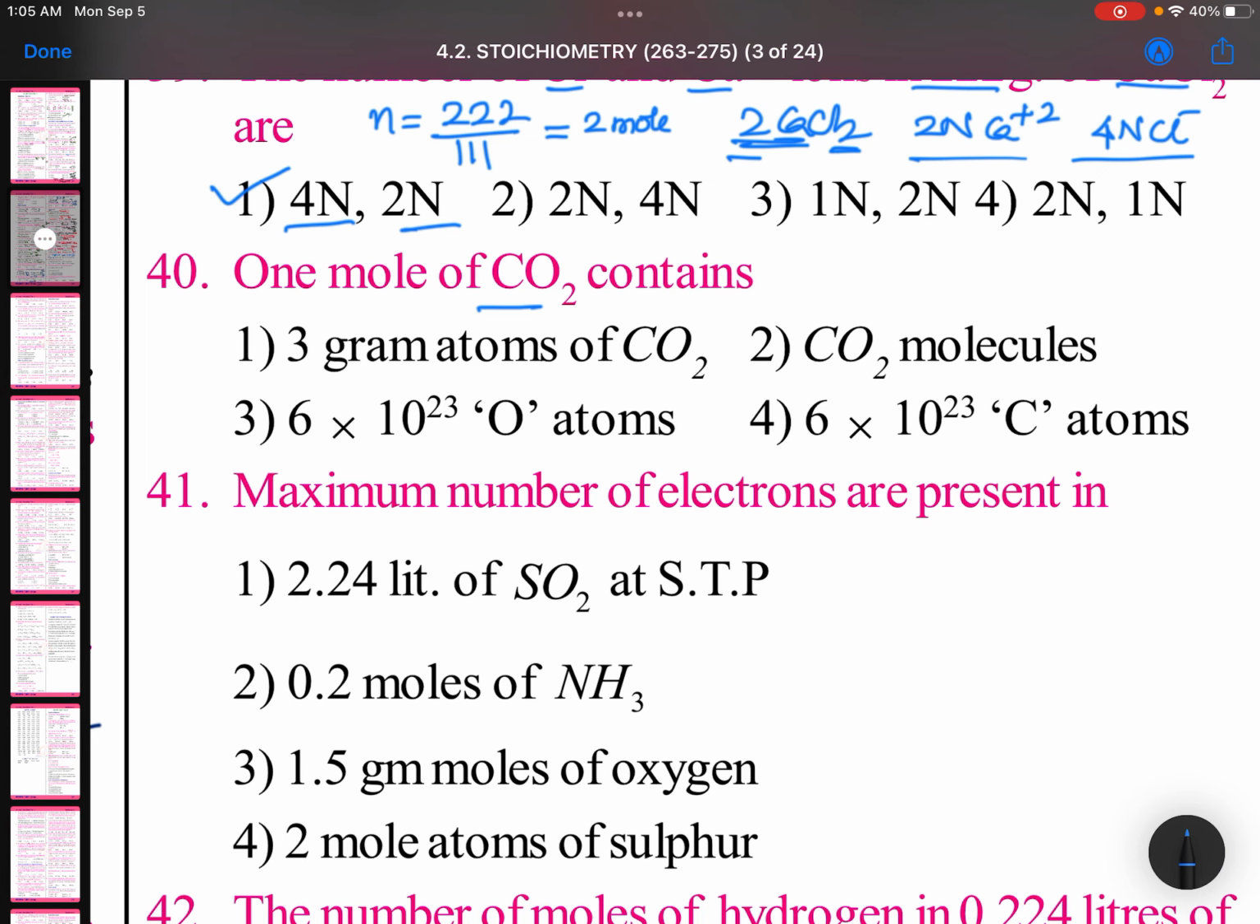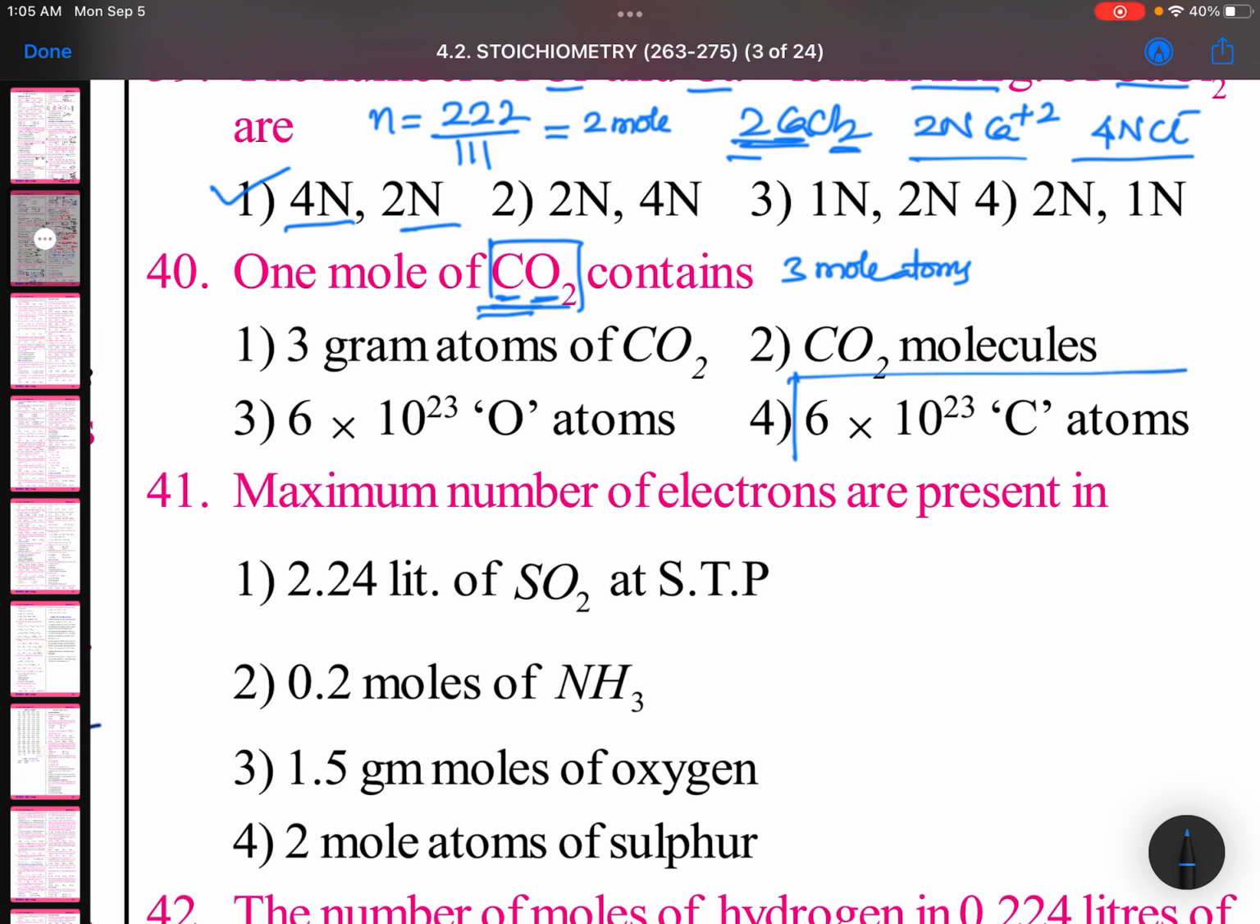1 mole of CO2 contains 3 atoms, 3 mole atoms. Any option like that? Otherwise, 2 moles of oxygen atoms and 1 mole of carbon atoms. So 1 mole of carbon atoms is the option given here. Total atoms, if they are asking 3 moles, in that oxygen is 2 moles and carbon is 1 mole.